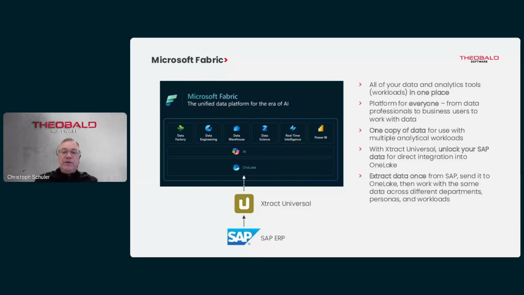With our solution, Xtract Universal, you can unlock your SAP data and move that data directly into OneLake. And one of the key advantages of this approach is you extract the data once from SAP, you replicate it into OneLake, and then from there, you can share it across the different workloads and the different personas, all working within Fabric on the same data set.